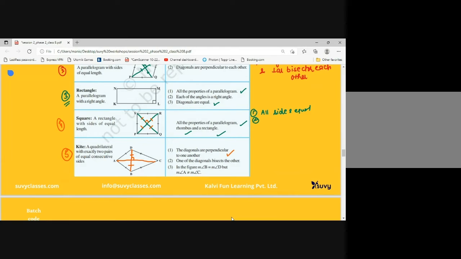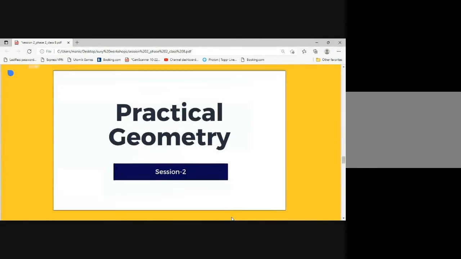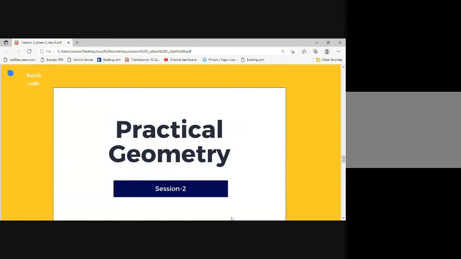So are all five quadrilaterals clear to you? Yes, ma'am. Pentagon and hexagon are not part of our syllabus. We have only quadrilaterals. That's why the chapter is named Understanding Quadrilaterals. Is it clear? Any doubt? Any confusion? No, ma'am. Triangles you have already done in class 7. So now we are going ahead with the next chapter.